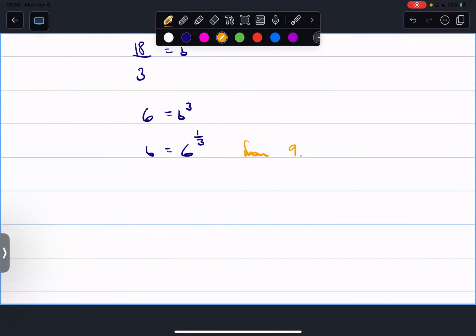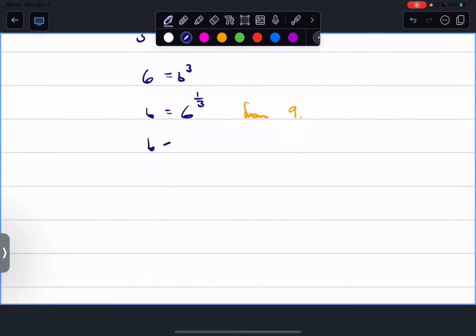6 to the power of 1 over 3, because I do not have a snazzy button, I get b is roughly 1.817120593. Roughly. Nice. So now I have my base.